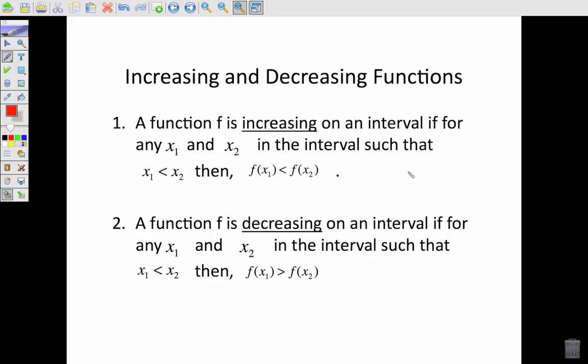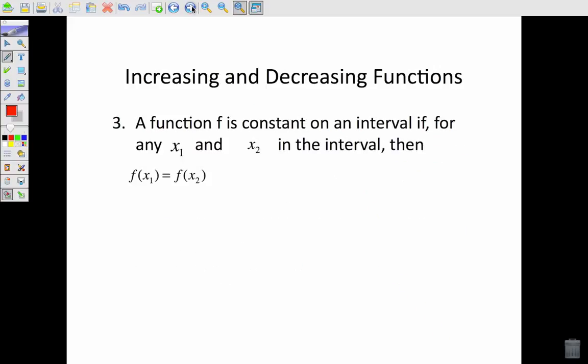All right, increasing and decreasing functions. A function f is increasing on an interval if for x1 and x2 in the interval such that x1 is less than x2, then the function of x1 is less than the function at x2. Here's what that means. If your graph is increasing, it's going up like that. That's an increasing. Decreasing is the opposite. This would be decreasing, going down. It can be linear. It can be a curve. Okay. So if x1 is less than x2, but the function at x1 is larger than it is at x2. And we've got one other one.